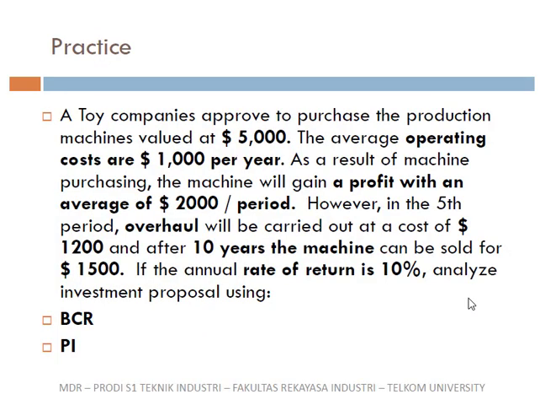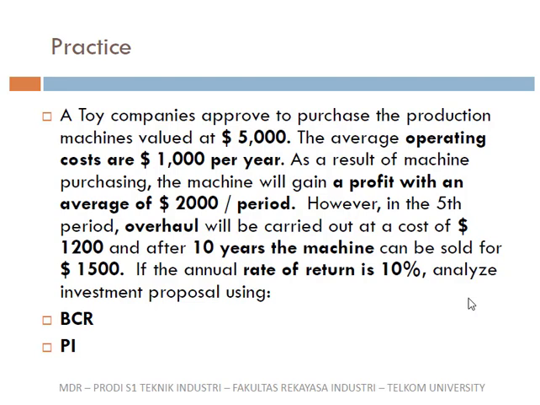Okay, now we're going to move to a slightly more complicated case. A Thai company is approved to purchase a production machine valued at 5,000. The average operating costs are 1,000 per year. As a result of the machine purchase, the machine will gain an average profit of 2,000 per period. However, in the 5th period, an overhaul will be carried out at a cost of 1.2 thousand, and after 10 years the machine can be sold for 1.5 thousand. If the annual rate of return is 10%, analyze the investment using BCR and PI.